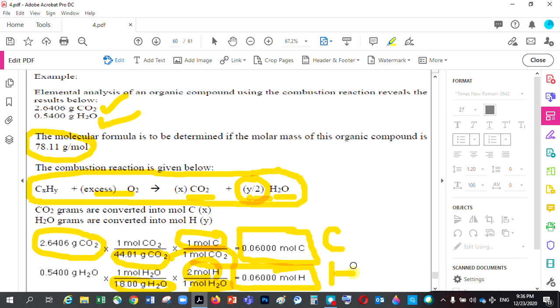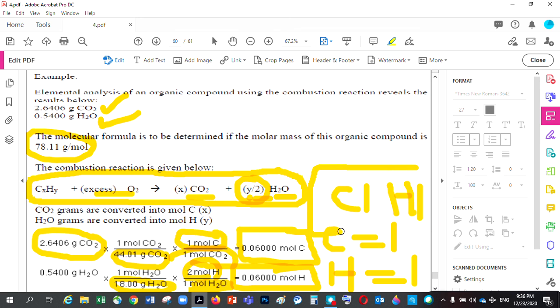So if I look at this, this is 0.06, and this is 0.6. Divide them both, and this is 1 to 1. So the empirical formula for this is C1H1. So this is the empirical formula for this compound. Why? Because the number of moles came up 0.06 for carbon and 0.6 for hydrogen, 1 to 1.